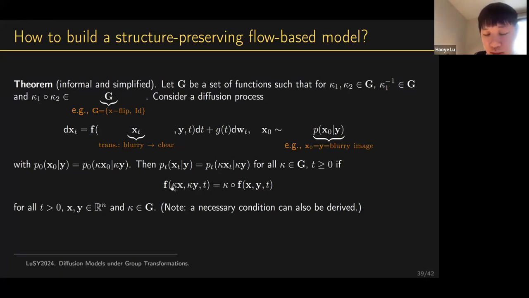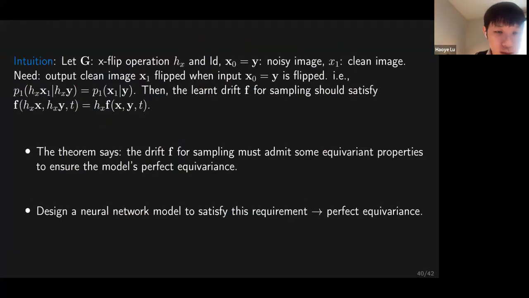Why do we want this to be the case? Let's consider a special case when t equals 1, which corresponds to the clear image corresponding to the blurry image Y. In this case, if we flip the blurry image, we want the clear image to be flipped as well. If we can guarantee that the learned drift term satisfies this property, then if we rotate the input blurry image, the output clean image will be rotated as well. So this is the intuition I just mentioned.